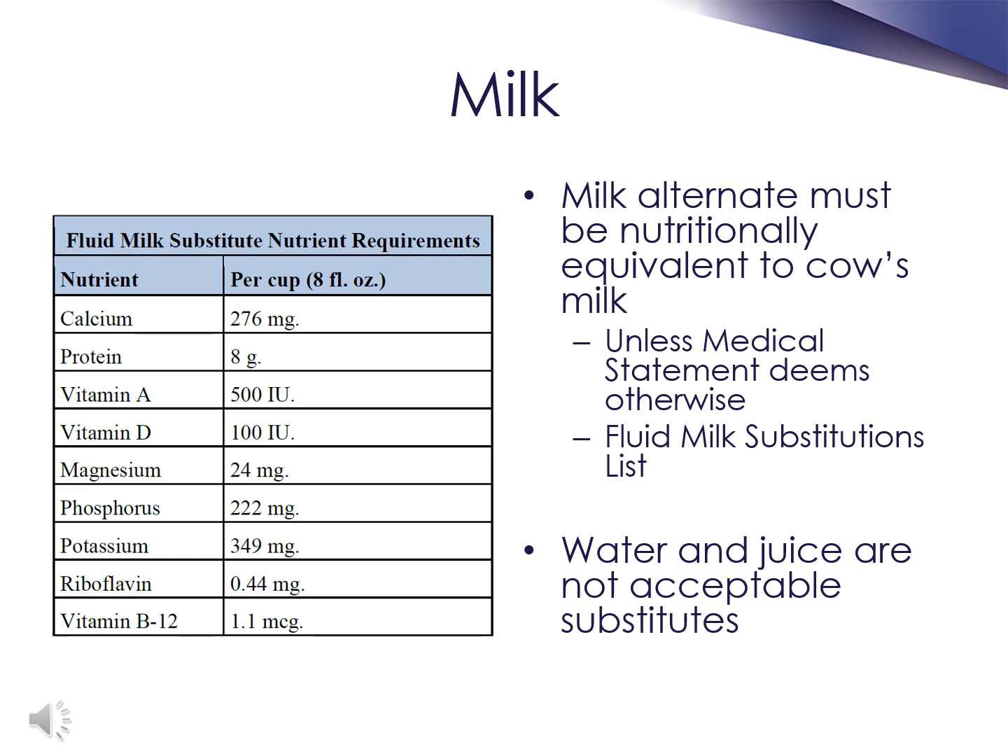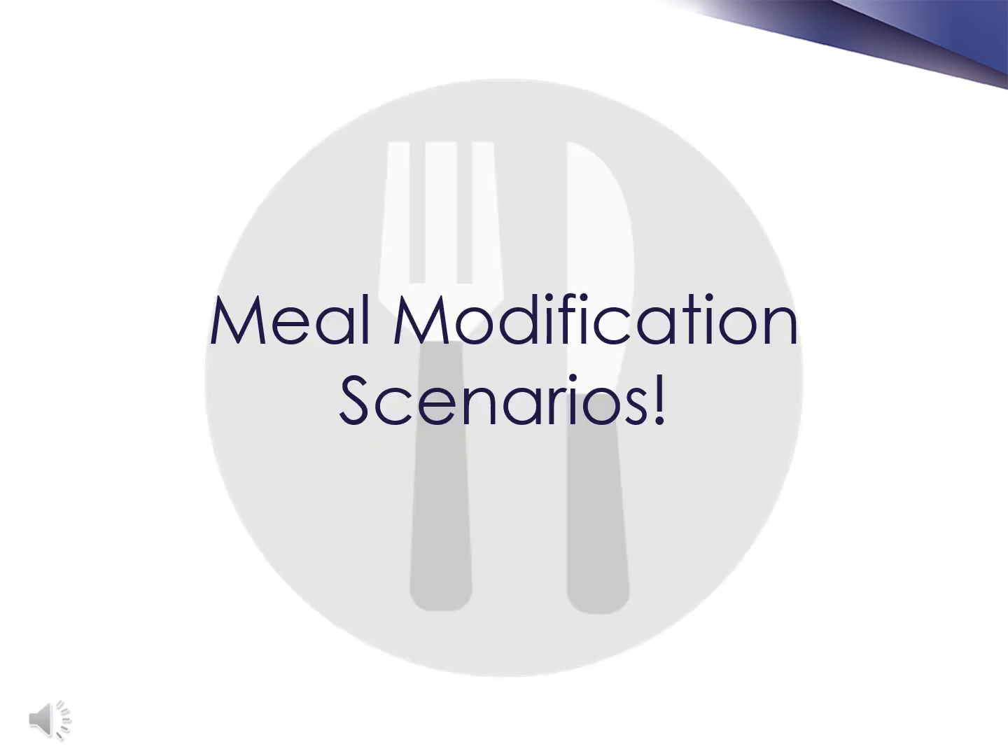The only exception to this rule would be if a medical statement is on file indicating an alternate milk that does not meet the minimum nutrient requirements. Water and juice are never acceptable substitutions for milk. Let's take the information that we've learned so far and apply it to some realistic scenarios in the next few slides. Some of these examples have been taken and adapted from the USDA's guidance manual or policy memos.